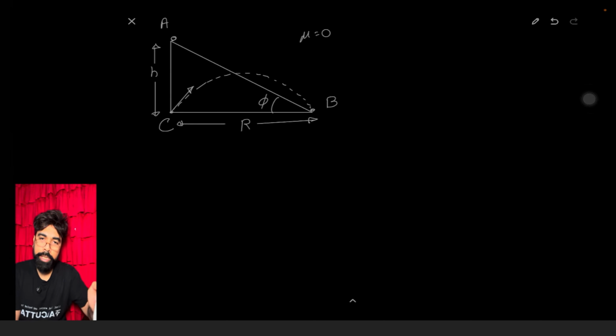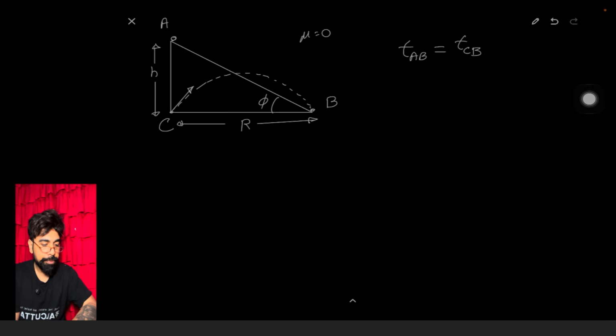So, this projectile goes from point C to B in the same time as the particle coming along the inclined plane from A to B takes. The particle takes time TAB, and the projectile takes time TCB. These two times are equal, that is given. It is also given that the particle's velocity at point B and the projectile's velocity at point B are the same.